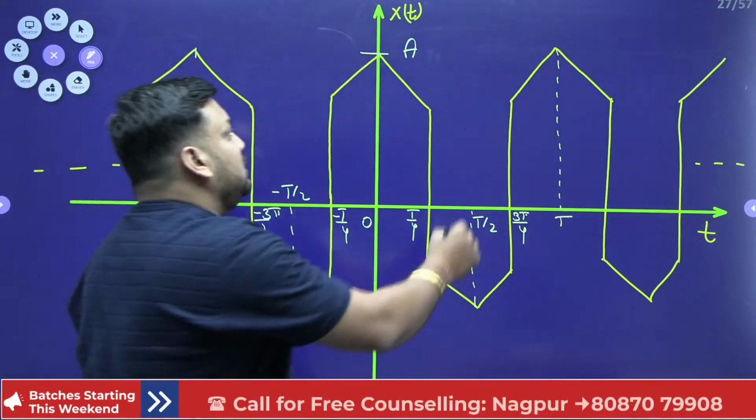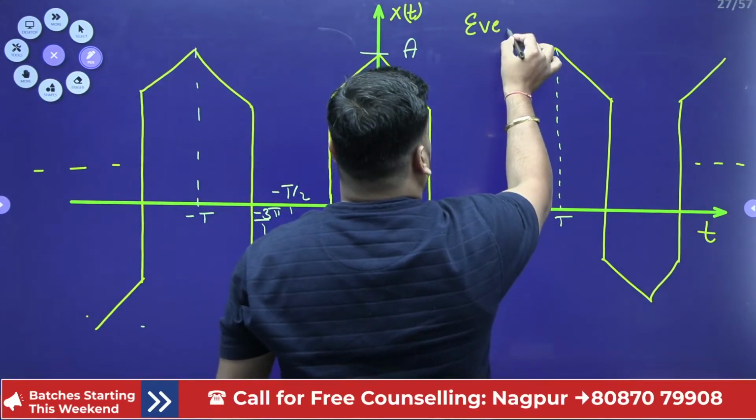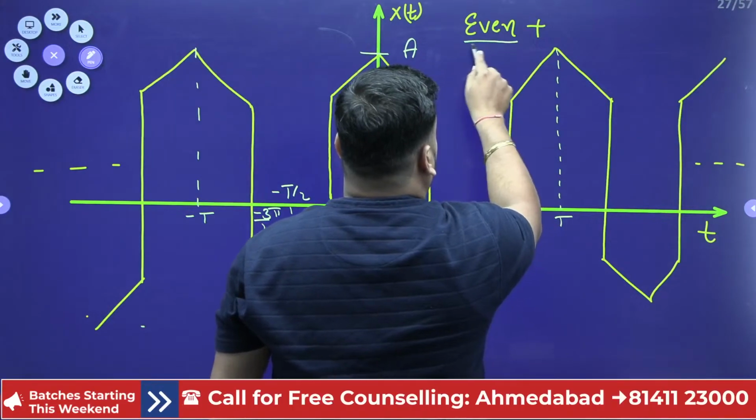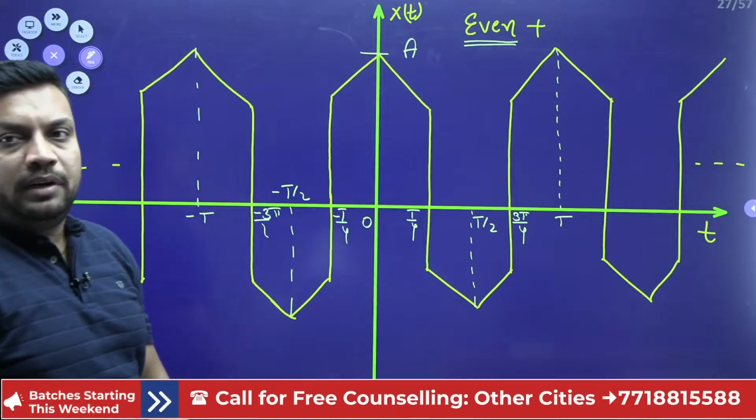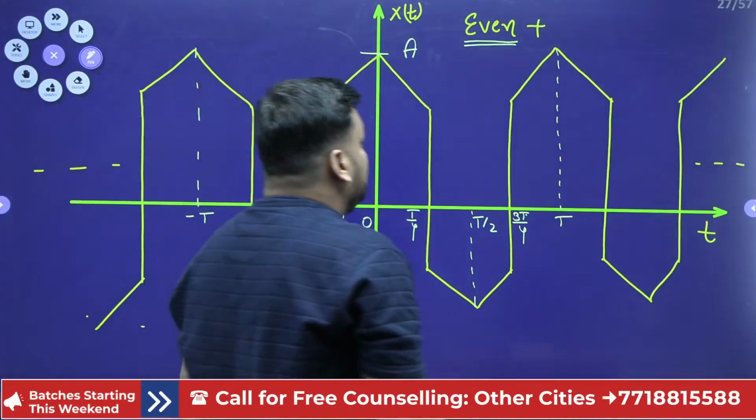So this signal is an even signal for sure, 100%. It is an even signal because it is symmetrical about the y-axis. Now tell me whether it is HWS or not.